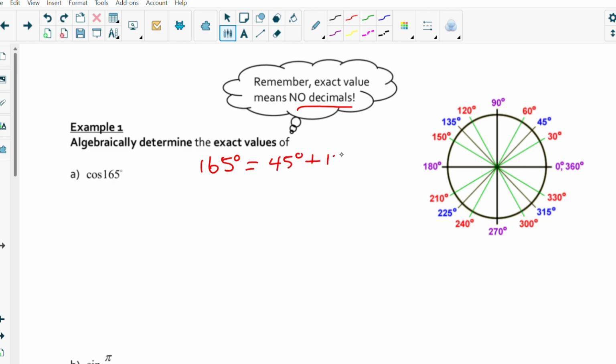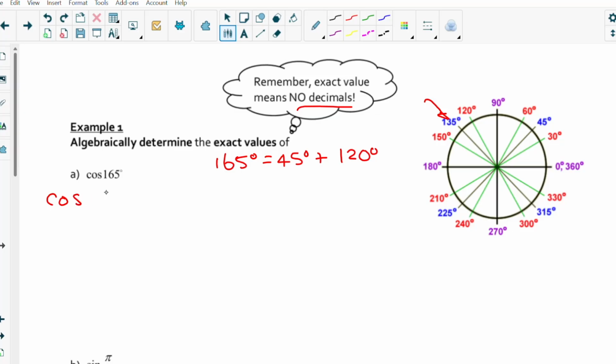Well, I think about, let's see, 45 degrees plus 120. Well, that works. I know the exact value of the trig functions for 45 and 120. I know the exact value for 30. Well, if I do 30, that's 30 plus 135. Okay, that works as well. So you have more than one choice, right? I'm going to stick with 45 and 120. You can try it both ways, but let's stick with this fact: 165 equals 45 degrees plus 120 degrees.